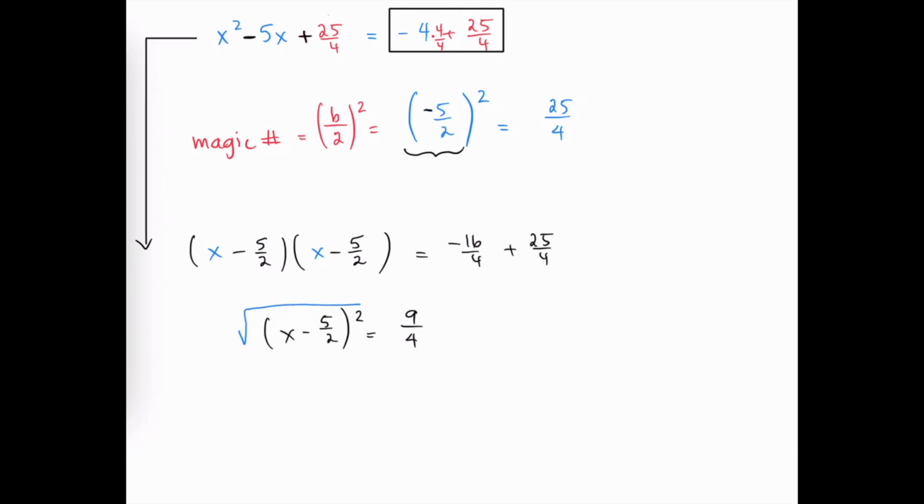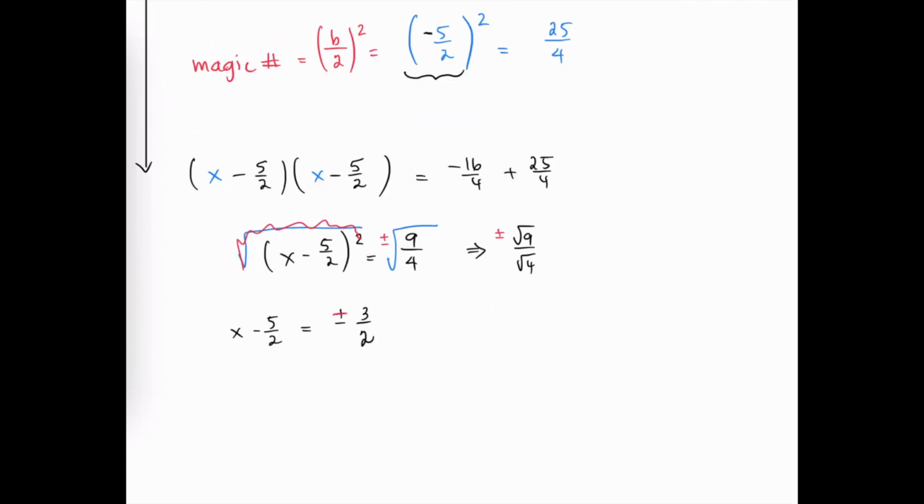We can take the square root of both sides of this equation. And when we take the square root of both sides, we have to consider the plus or minus possibilities. So the square root of x minus 5/2 quantity squared on the left, the radical and the square are going to cancel each other out, and we'll be left with x minus 5/2. On the right-hand side, remember, we can split a radical over division, so this becomes the square root of 9 over the square root of 4, and of course we still have the plus or minus. The square root of 9 is 3, the square root of 4 is 2.